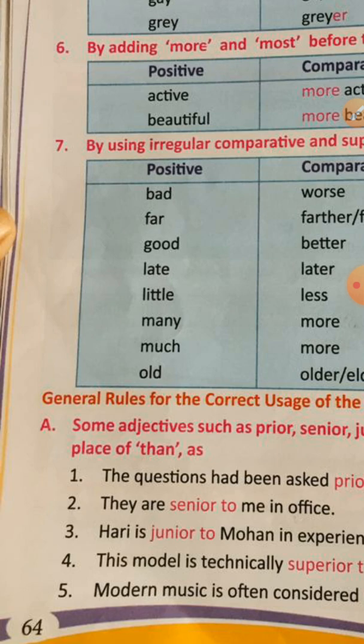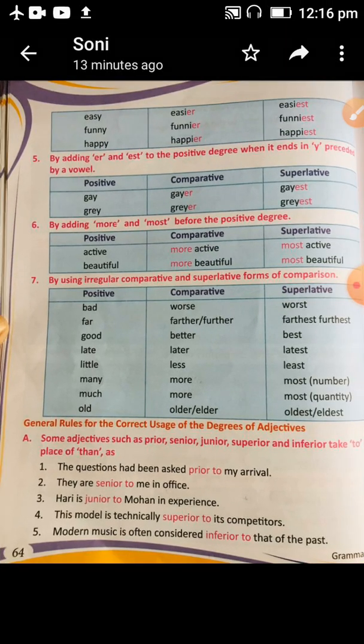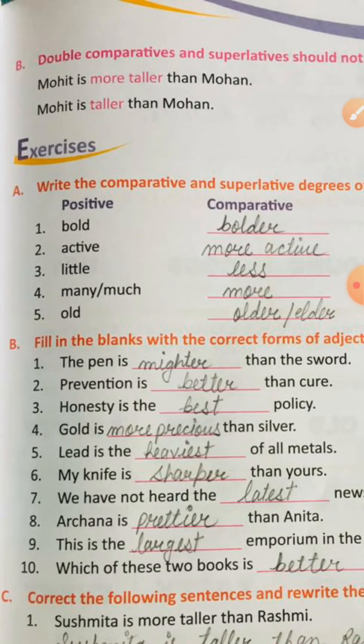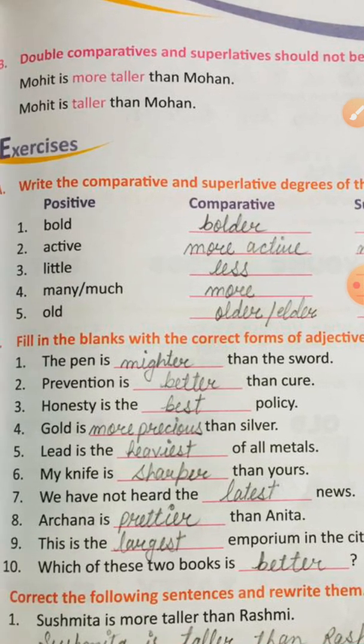One more example I want to show you is on page number 65. Please see page number 65, upside. Double comparatives and superlatives should not be used. For example, Mohit is more taller than Mohan. No, taller is itself a comparative degree, so we don't have to use more. Mohit is taller than Mohan is correct.